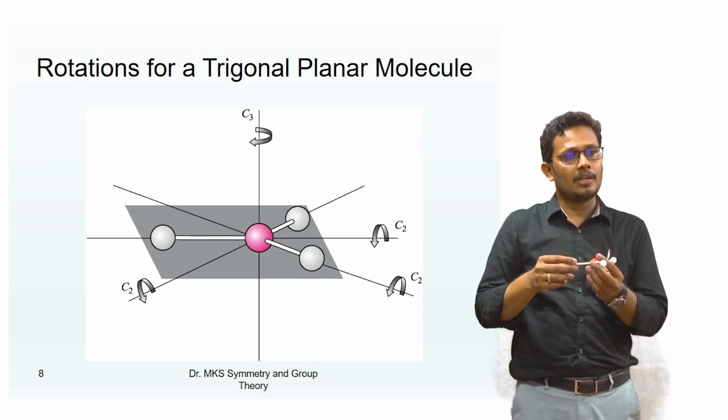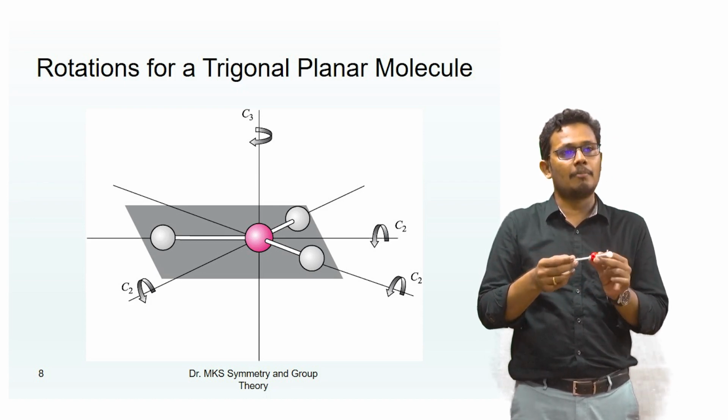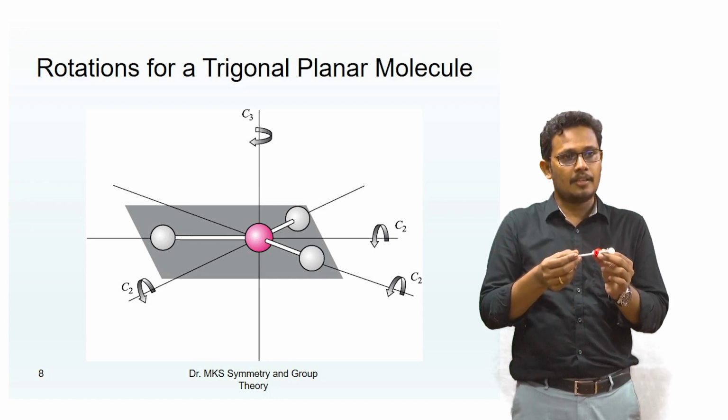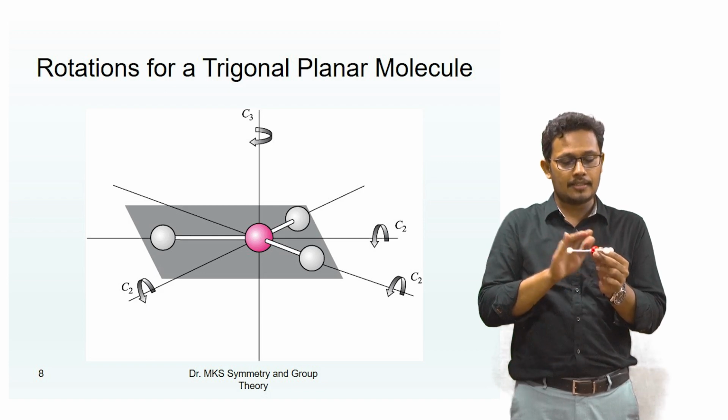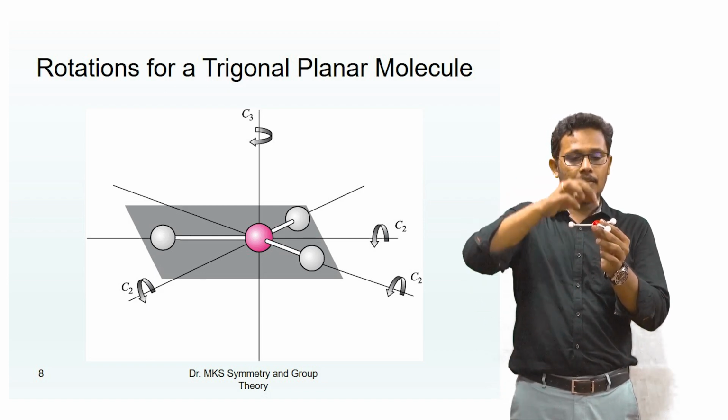And what about the vertical plane? Whether this molecule has a vertical plane or not, can you differentiate? Yes, this molecule has a vertical plane also. See, let us consider. Here we have the principal axis.